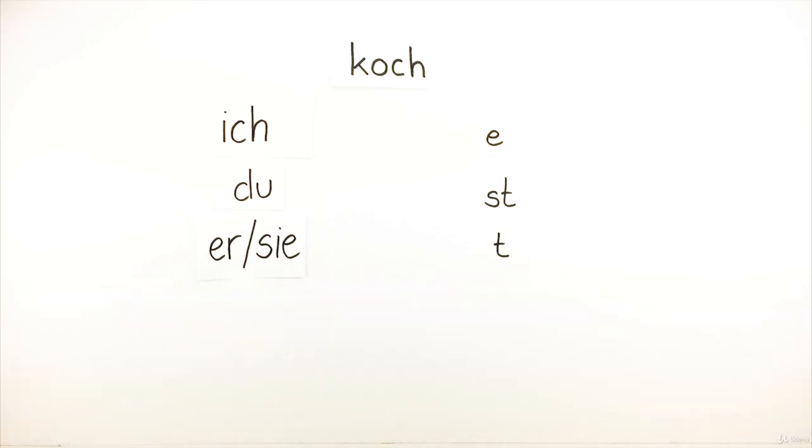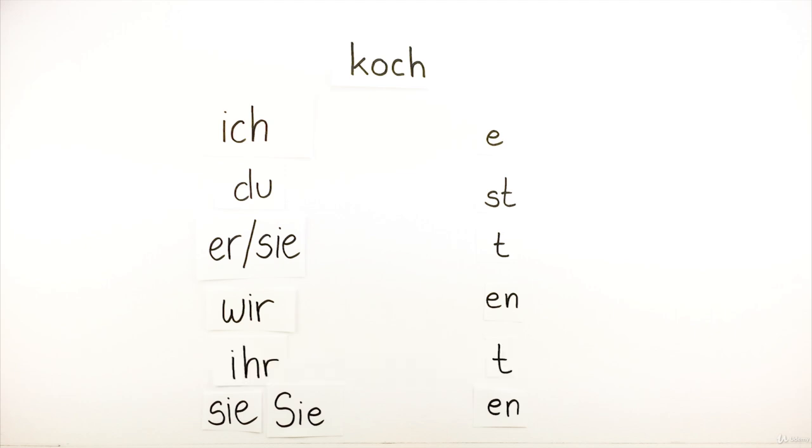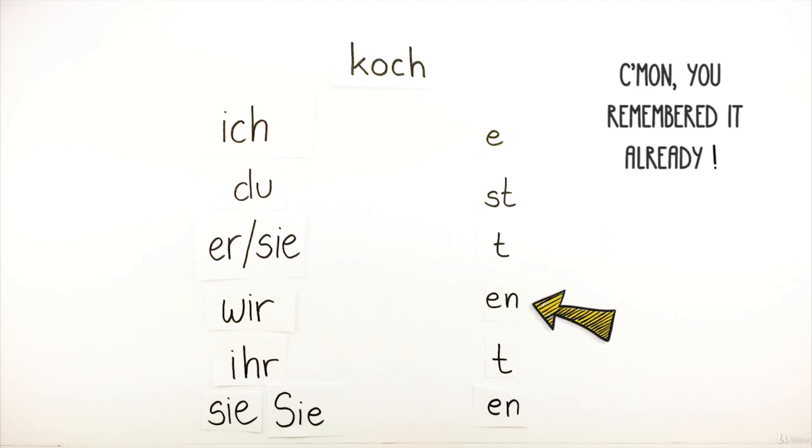The plural forms wir, we, and sie, they, and the formal Sie with a capital S, like the ending en. And the plural you, ihr, also takes a simple T. Everything set? So one more time. E, st, t, n, t, n.